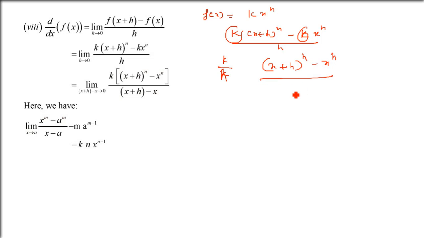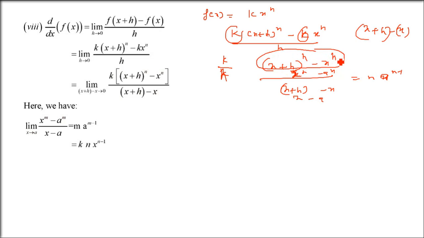So how to write this h? While deriving this, we have done it already. What we'll do, x plus h minus x we can write in place of h, because x gets cancelled, only h will remain. So this is x to the power n minus a to the power n divided by x minus a. So what is this? n a to the power n minus 1. So this can be written as n a to the power n minus 1.